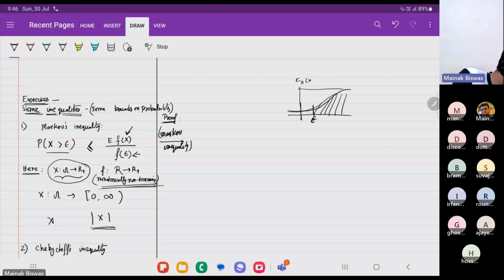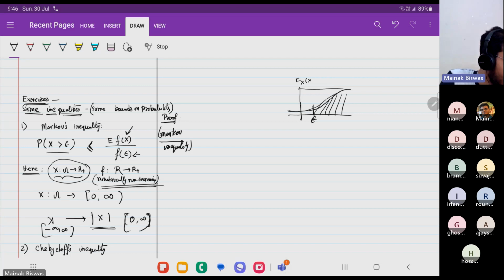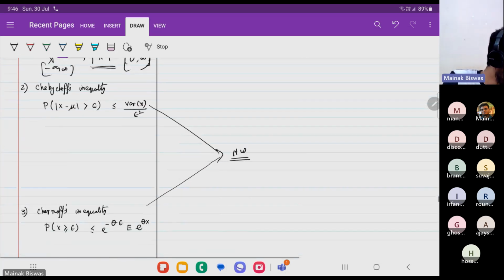If x is between minus infinity to infinity, you can convert this into 0 to infinity by just putting a mod. So this can be done without loss of generality. So what I mean is I can prove this as an inequality. There are very interesting inequalities.